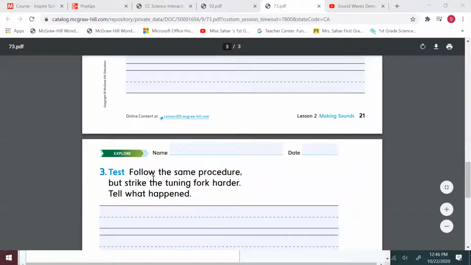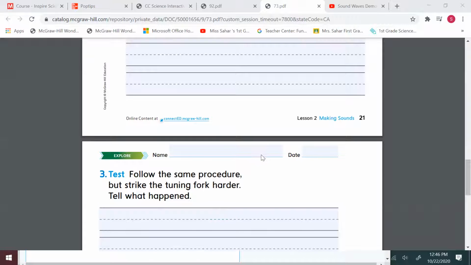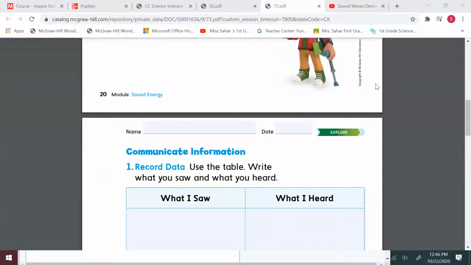All right, over here, follow the same procedures, but strike the tuning fork harder and see what happened. This is also something we're gonna see in a video and you will be able to answer this part as well. All right, so let's watch our video.